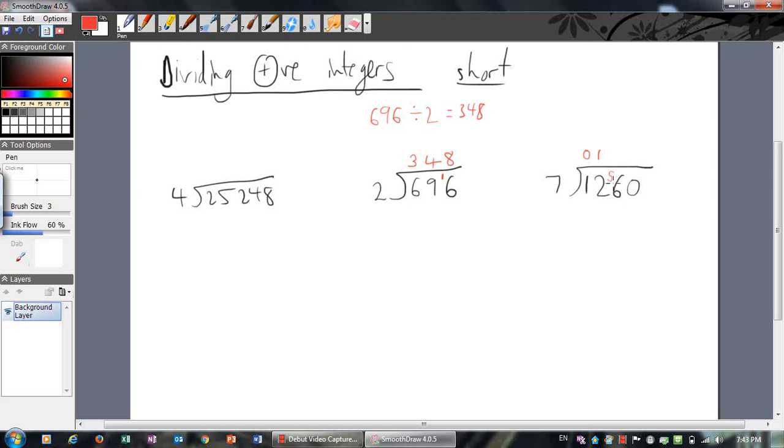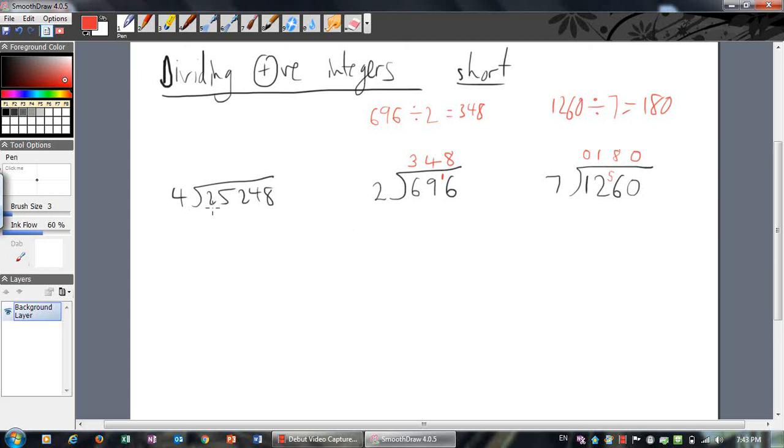7 into 56. Does 7 go into 56? Yes, it does, and it goes exactly 8 times with no remainder. So we write an 8 there, there's no remainder. 7 goes into 0, 0 times exactly. And so our answer for 1260 divided by 7 is equal to 180. We'll do one more and then that's it for division.